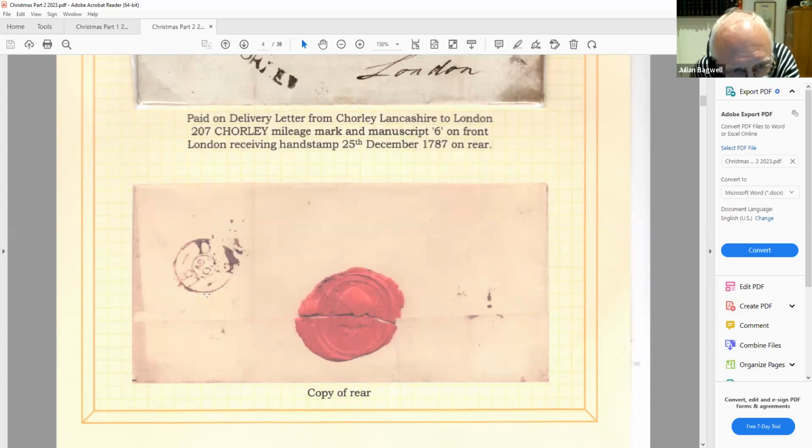And now the bishop's mark format has gone, and you have 2 circles. Now you have the year. You can see the 87 here, and December the 25th. And this form of mark was common for a number of years.